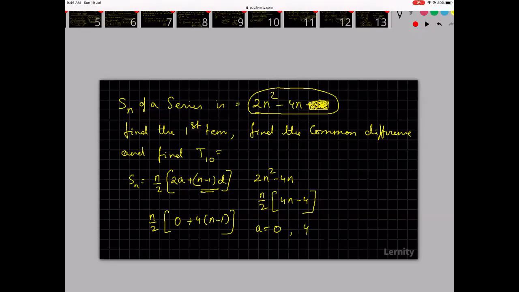Now, what did I ask? I asked you to find out the first term. We found it out. Find the common difference. We found it out. Then I asked you what is T10. No problem. T10 is 9 into 4, so 9 into 4 is 36. So your numbers are 0, 4, 8, and so on, up to T10. T10 will be 36. Yes. So this is how you go ahead with it.